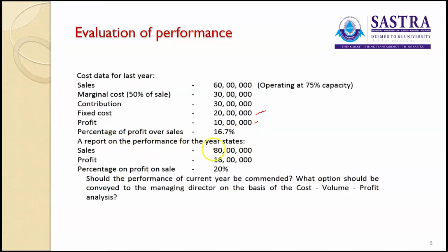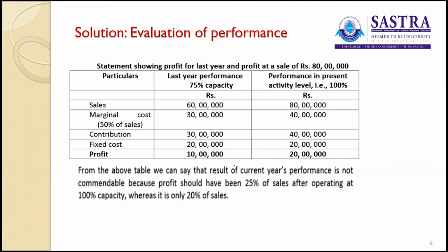A report on the performance for the year states that sales is 80 lakhs, profit is 16 lakhs, and percentage of profit on sale is 20%. Should the performance of the current year be recommended? What opinion should be conveyed to the managing director on the basis of the cost volume profit analysis? Now we are going to say whether the report of the statement, the target, is reached or not.